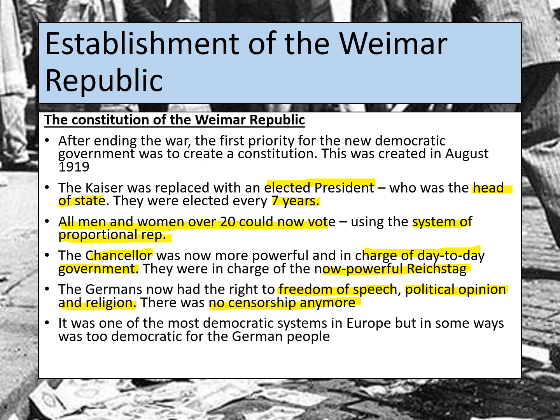Now, Germany was actually one of the most democratic systems of government, but in some ways it was too democratic for the German people. Let's not forget the German people hadn't opted for democracy, they had had it forced upon them by the defeat in World War One, and that certainly meant that the Weimar Republic started off with shaky foundations. Let's now go on to look at some of the issues that the Weimar Republic faced.